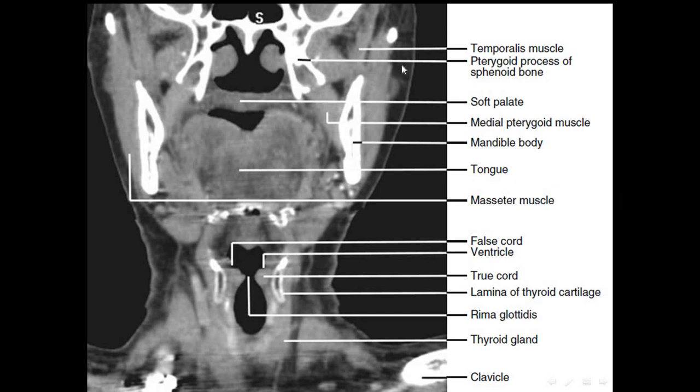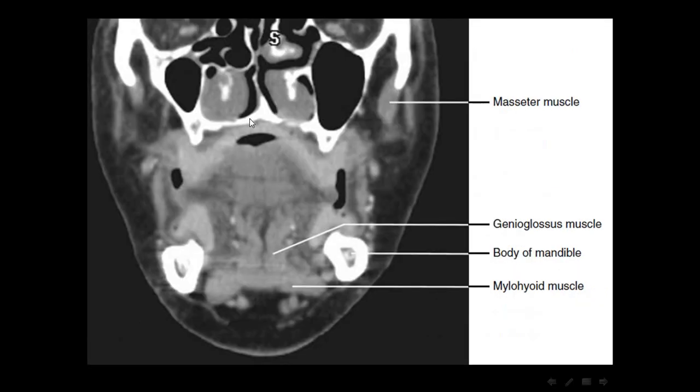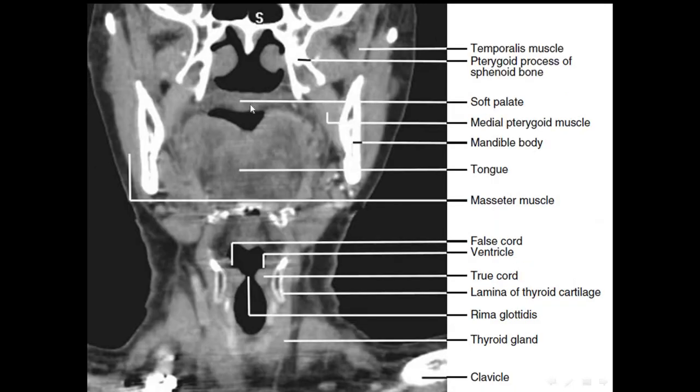Another image, temporalis muscle. This is the pterygoid processes of the sphenoid bone, medial and lateral pterygoid processes, if you remember. The soft palate. So in the previous image, we saw the hard palate, right? And then here we see the soft palate posteriorly. This is the tongue, the masseter.